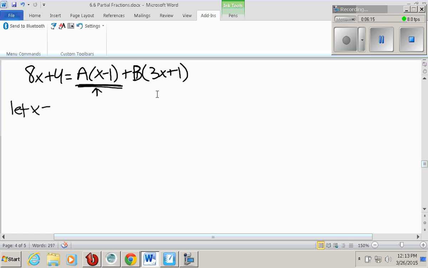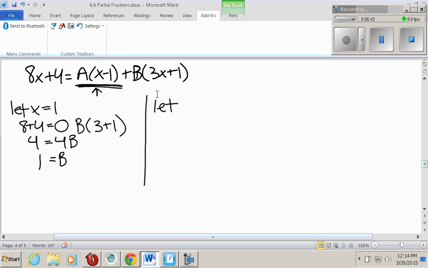So first I'm going to let x equal 1, and we will have 8 plus 4 equal to 0 plus B times 4. Solve, B equals 3. All right, now over here, I'm going to look at what's being multiplied by B. 3x plus 1. So 3x needs to equal negative 1 in order for that to multiply to 0. So we're going to let x equal negative 1/3.